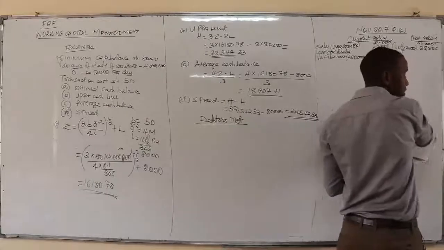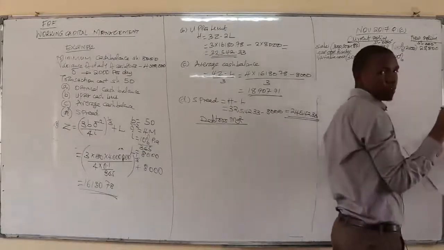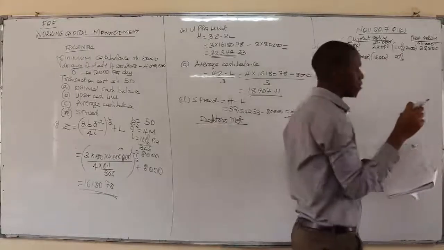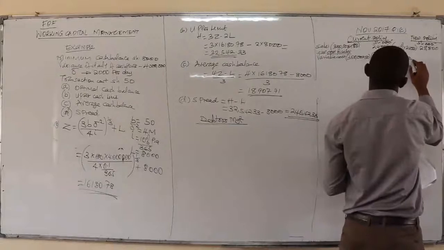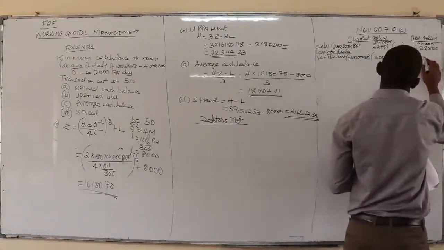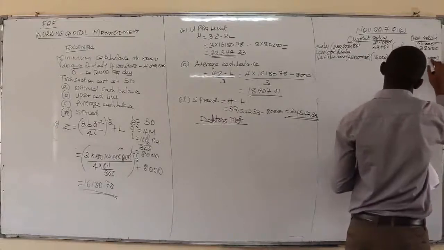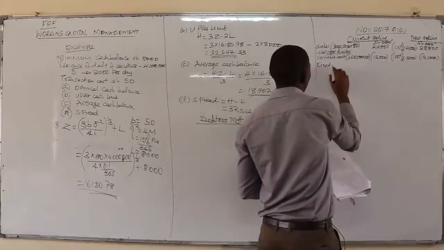And also this one, remember, the variable cost varies with sales. You also multiply by 120% of the same, 15,000. It will give you how much? 18,000. Then we also have the fixed cost.